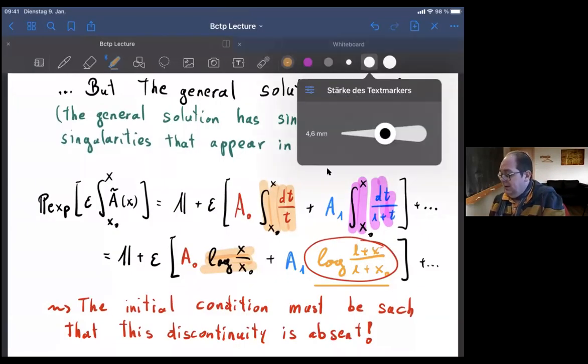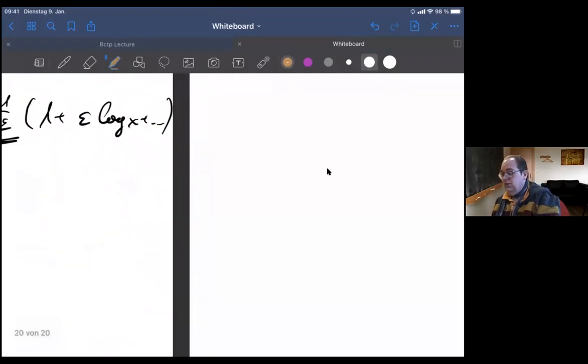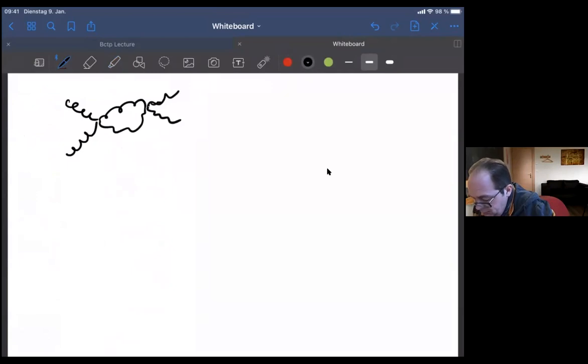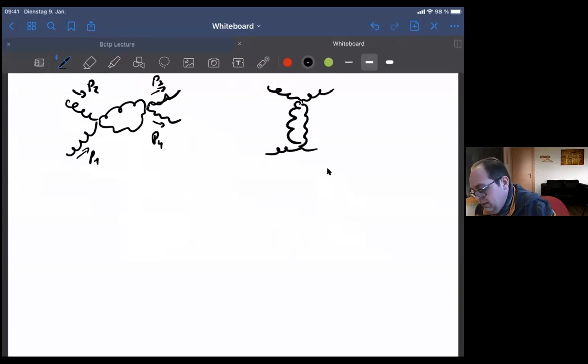So yeah, maybe let's look at it very concretely. Imagine you wanted to compute this diagram. Let's say it's QCD. So these are all good ones. That's a 2-point function. This would be P1, P2, P3, P4. Another diagram that contributes to this process would be this one, with the same assignments for the momenta.